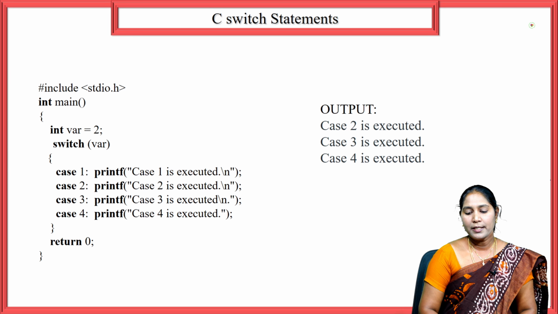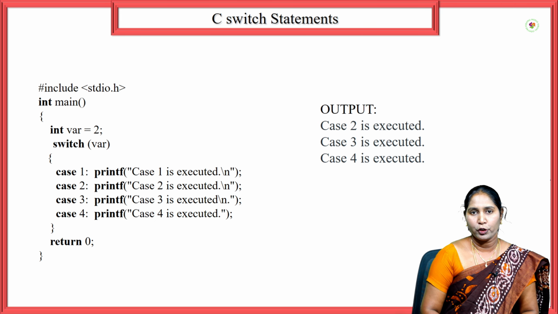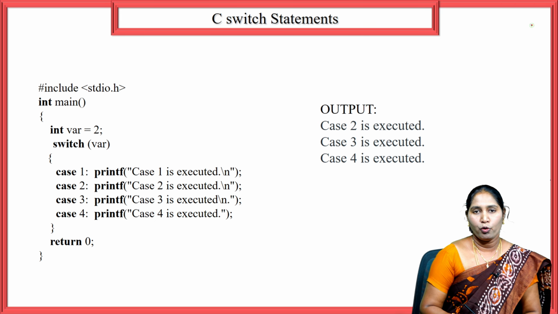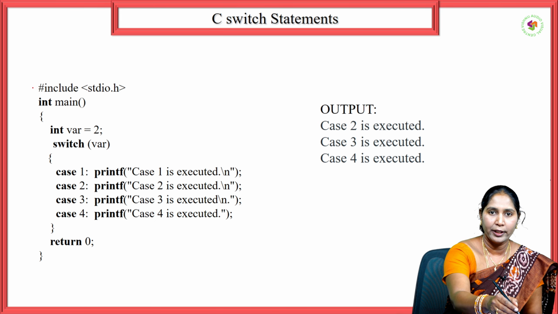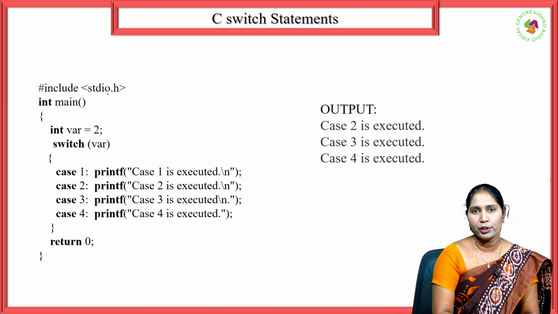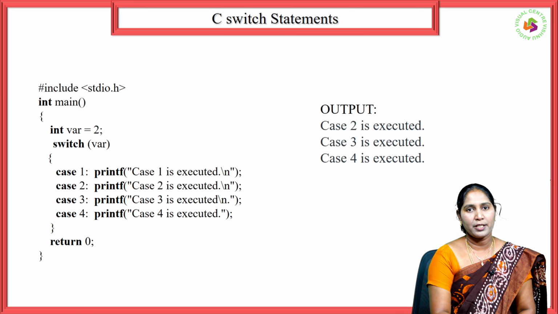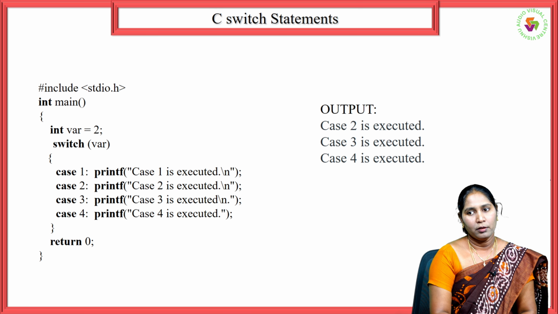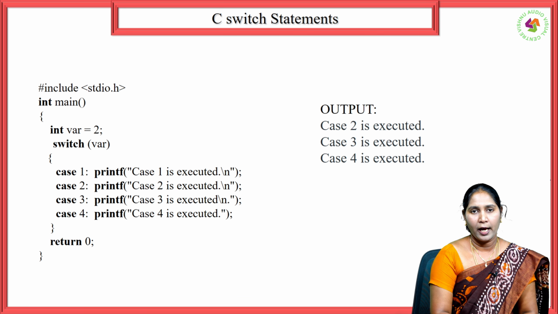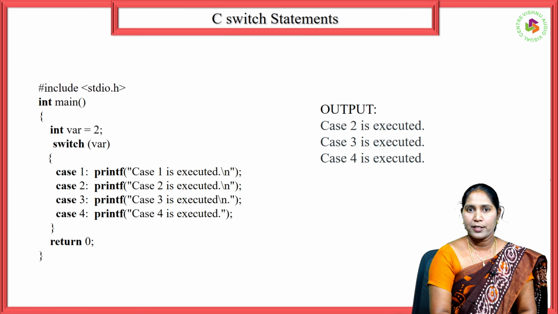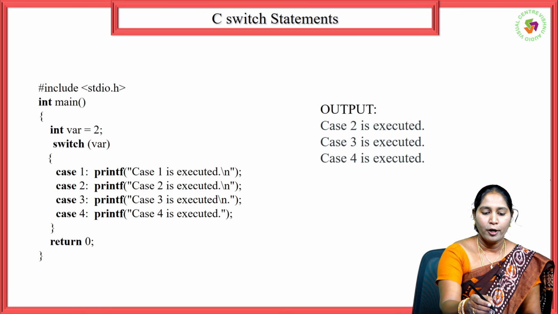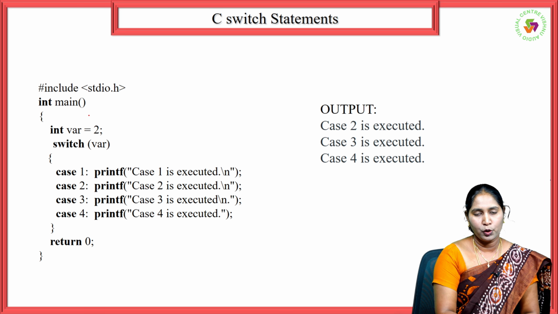So this is the basic example program that we will be discussing here for printing the case values of a particular switch. As you all know, first we include the header files by making use of hash include stdio.h. stdio.h is nothing but the standard input output functions, which will be included here in our header file. .h is the extension of a header file. Then from our main function, the program execution begins.